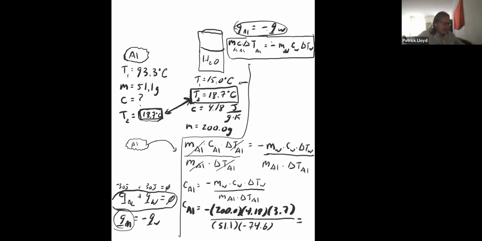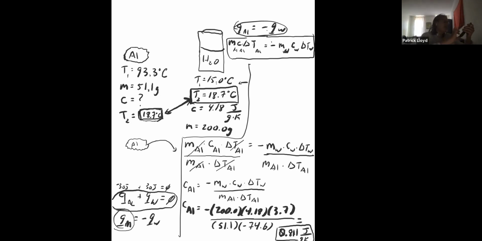So if it's a metal, it's going to be less than 1. 0.811. So there's your specific heat capacity of aluminum. The units are going to work out to joules per gram Kelvin, which are the units we've been using all along. So it should be less than 1. So notice that specific heat capacity is much less than water.